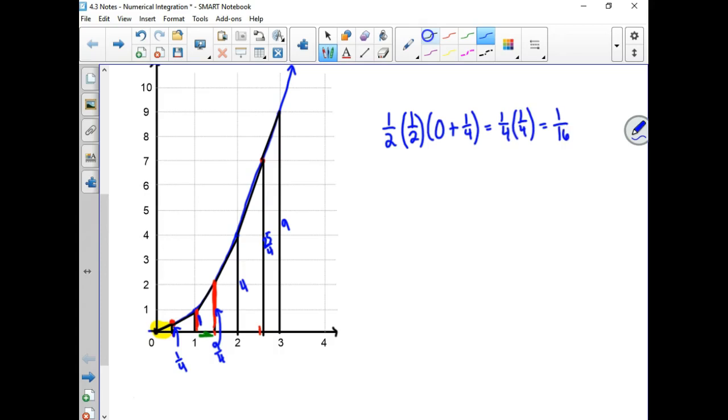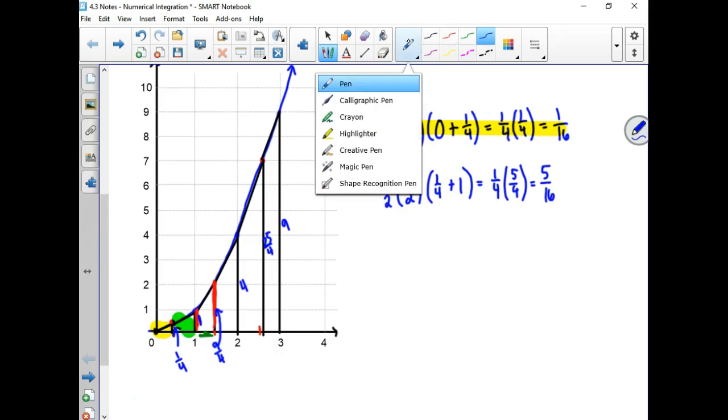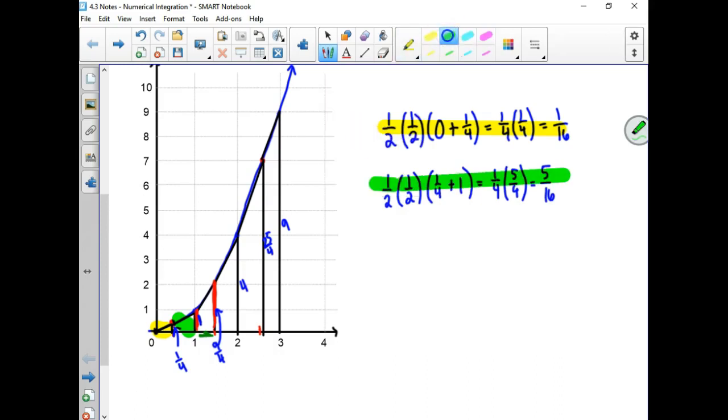For the second, that is this trapezoid. For the second trapezoid here, we are going to do 1/2 times 1/2, and then we will do 1/4 plus 1, which will give me 1/4 times 5/4. So I'll get 5/16. So that is our second trapezoid.